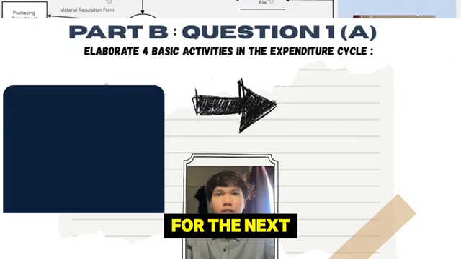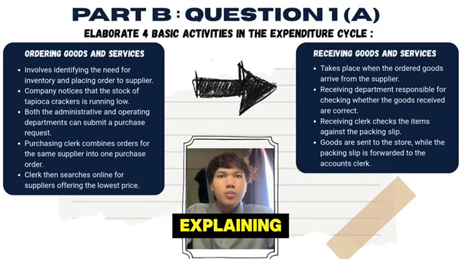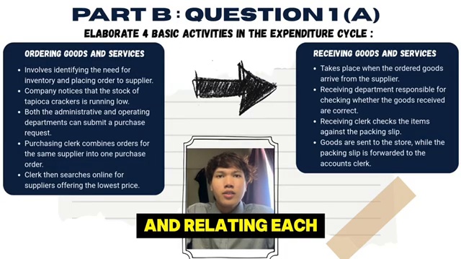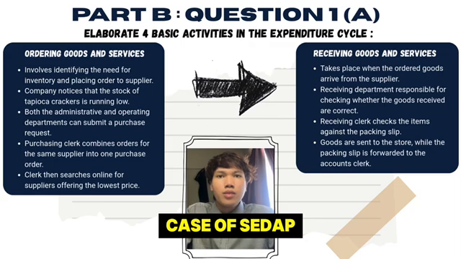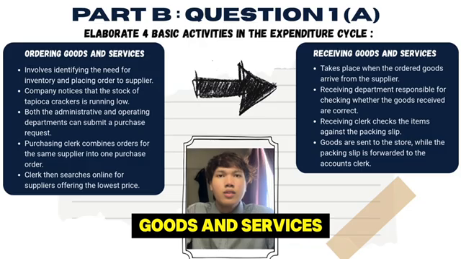Thank you. For the next slide, which is Part B Question 1A, I will be explaining the 4 basic activities in the expenditure cycle and relating each activity to the case of Sedap Crispy Sindiran Berhad. Let's start with the first activity, which is ordering goods and services.